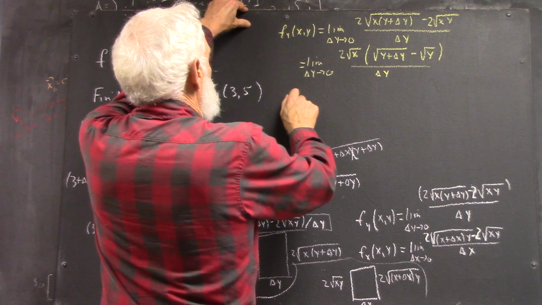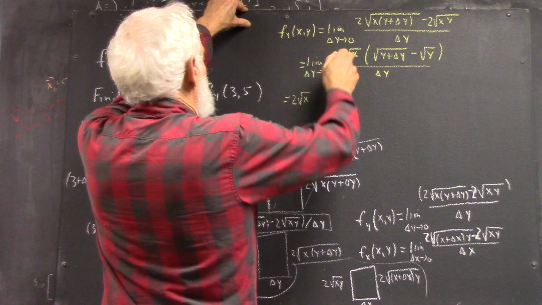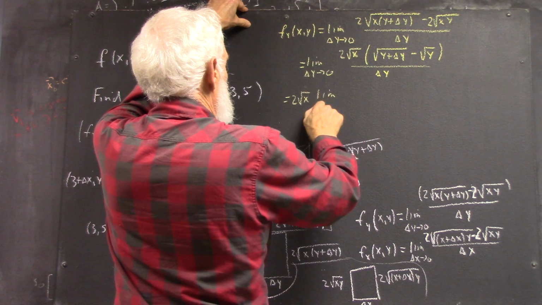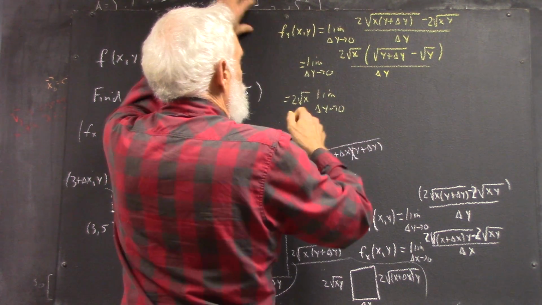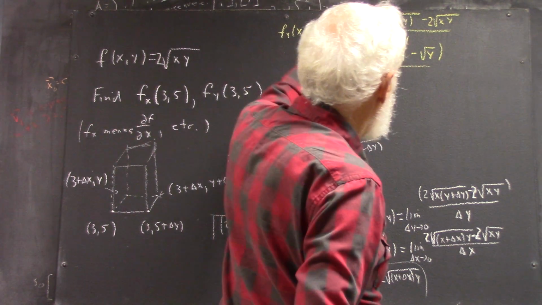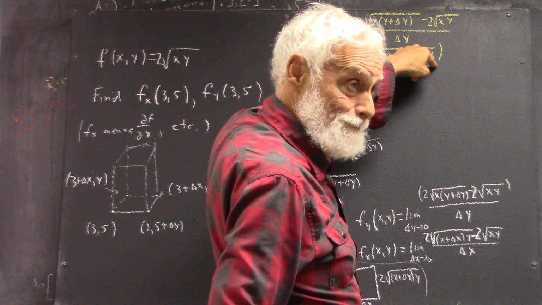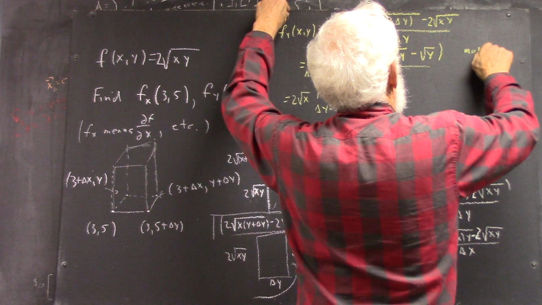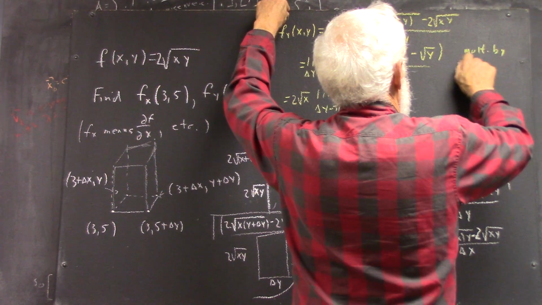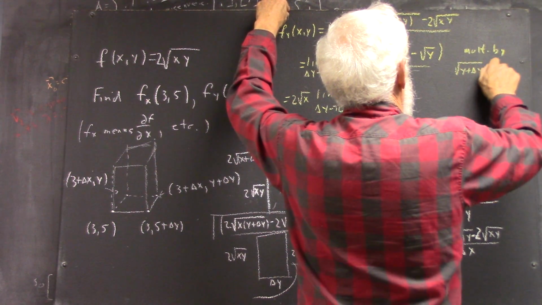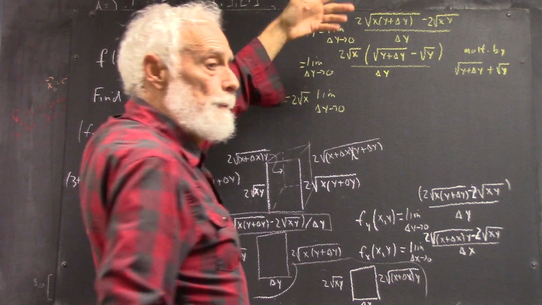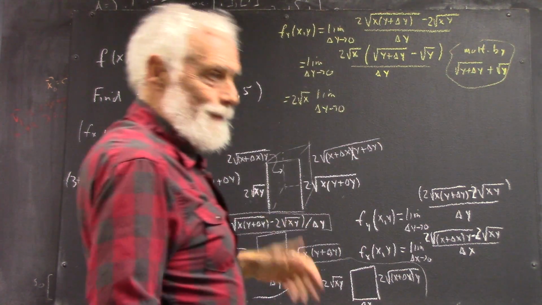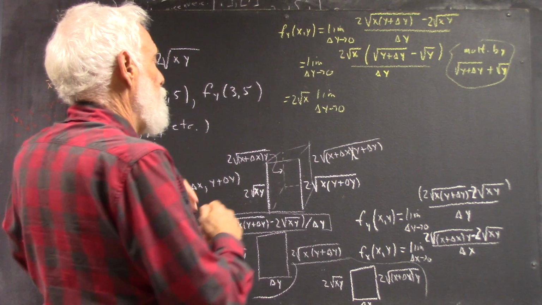Okay, so this equals 2 square root of x because, of course, there's no dependence on the delta y here. And the limit as delta y goes to 0 of the square root of x times... You multiply this by this square root plus this square root, okay? So I'm just going to multiply both sides, numerator and denominator. And I didn't say numerator and denominator. You know what we're doing here because you know your algebra pretty well.